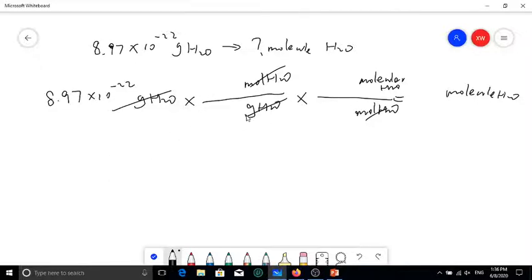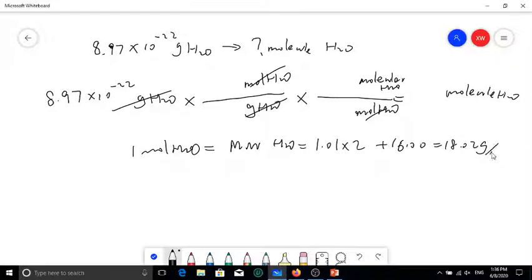Mole and grams. So 1 mole H2O weighs how many grams? Molecular weight of H2O equals 1.01, that's from hydrogen times 2, because there are 2 hydrogens, plus 16.00, which is from oxygen, equals 18.02. See, this is the molecular weight of H2O. So that means every 1 mole weighs 18.02 grams.